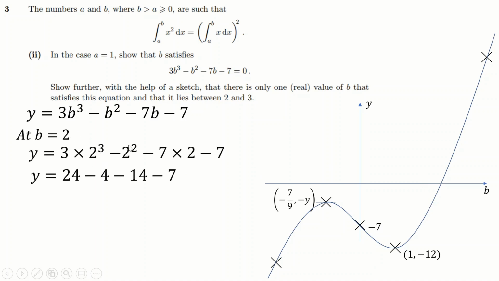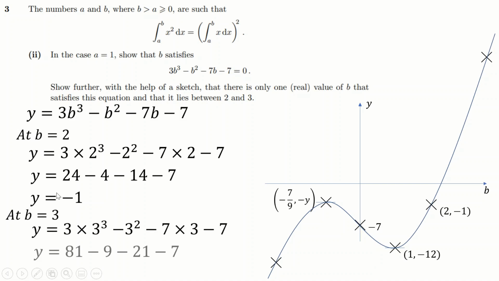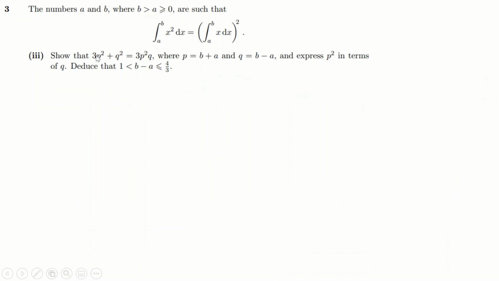You know, pause the video if you want to do the maths, but you get y is minus 1. So at 2, y is minus 1. And then I just say, well, what's it at 3? Again, do the maths. You can pause the video if you want to do it, but y is 44. And so therefore the root is between the value of 2 and 3, somewhere in between those. Excellent.